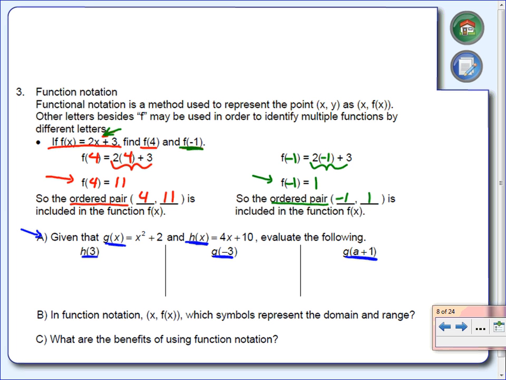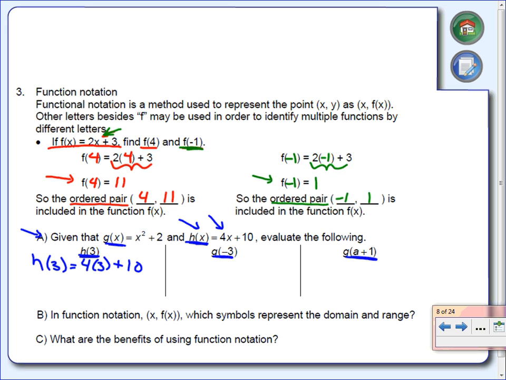So let me start with this first one here, h of 3. Obviously, because of that h, we're going to be using this function right here. So let's find out what h of 3 is. The way we're going to find what h of 3 is simply by using this function right here, but we're going to replace the x with a 3. That's all we're doing, replacing the x with a 3.